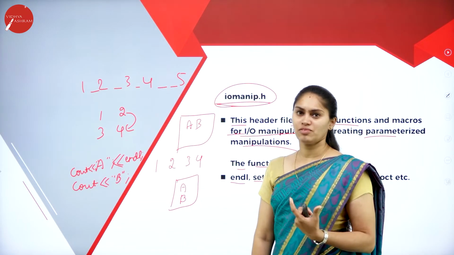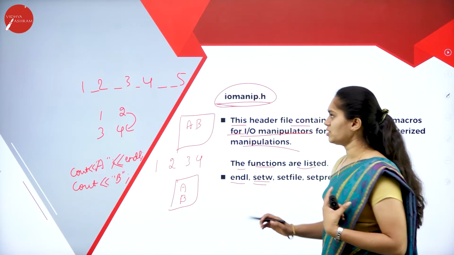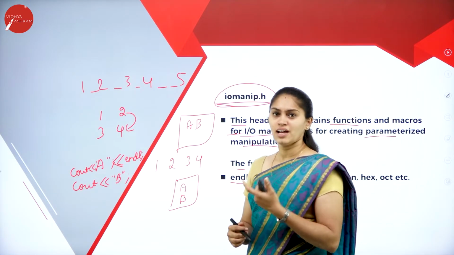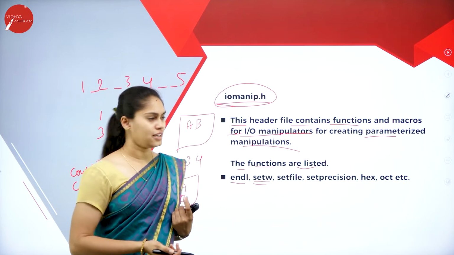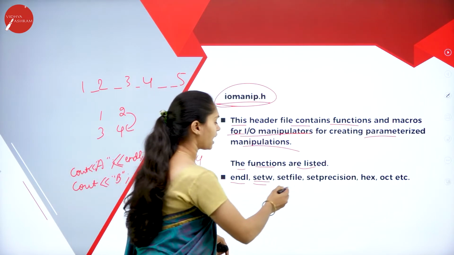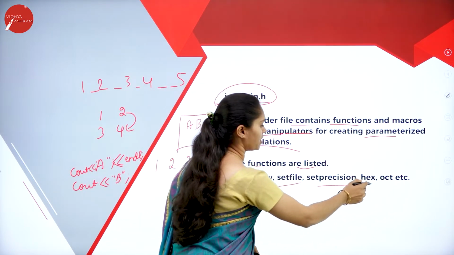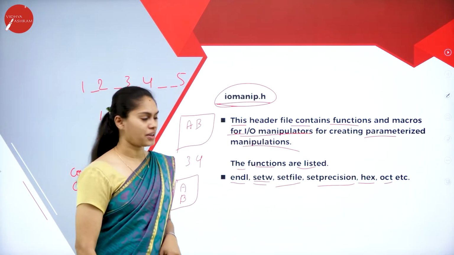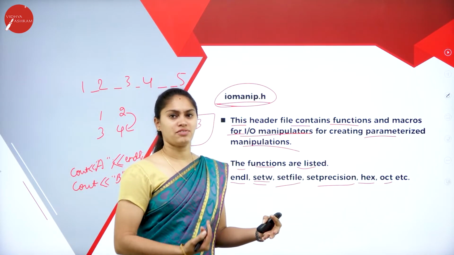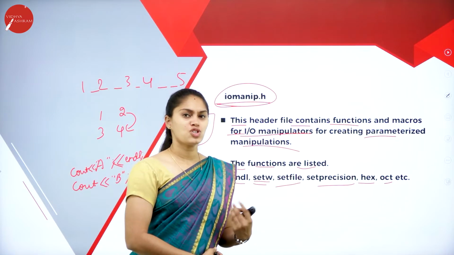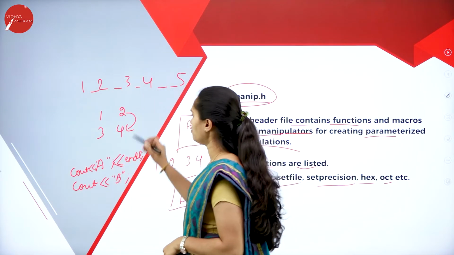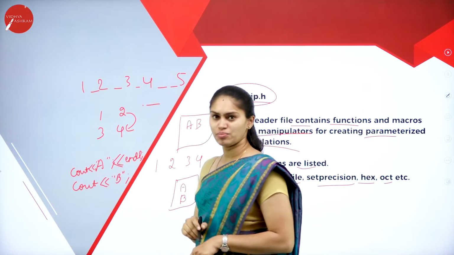So at that time we have to use this set W in order to give a width between the values that we are going to print on the output screen. And we have set fill, set precision, hex and octal. Here set precision is nothing but, for example, if you just wanted to show the salary of an employee, at that time after the dot, how many values should be displayed?